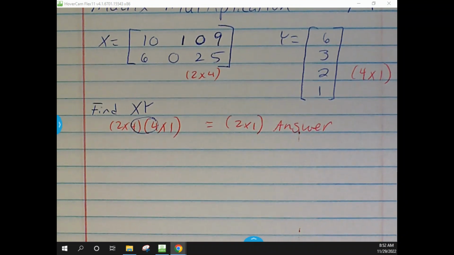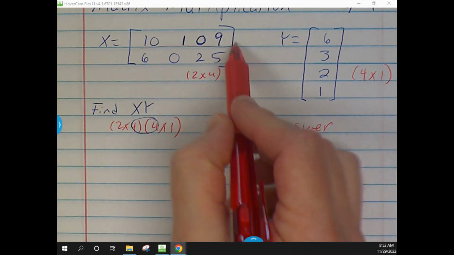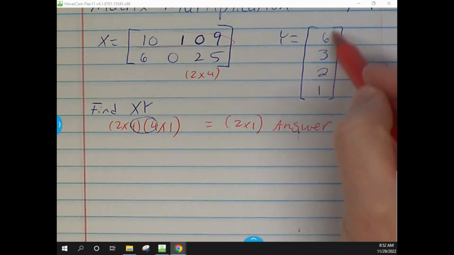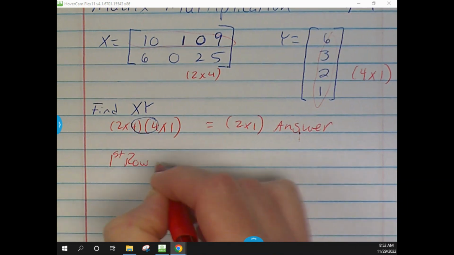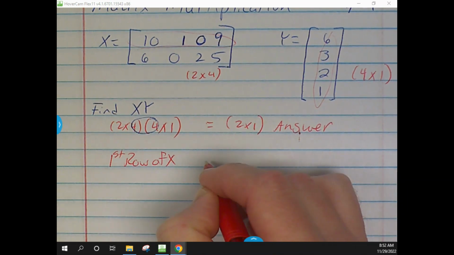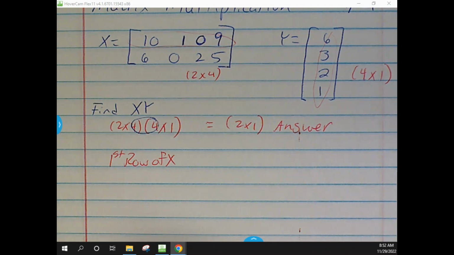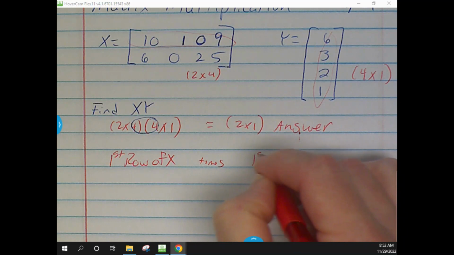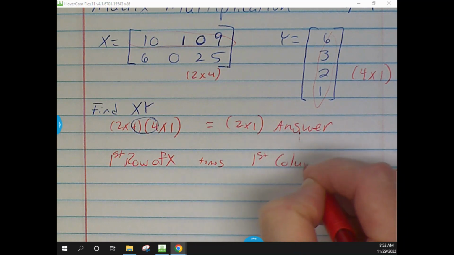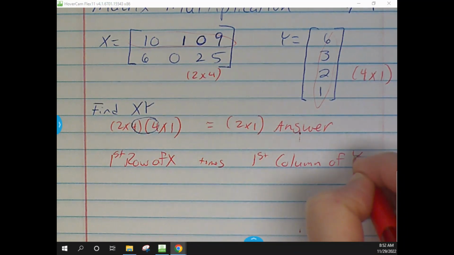All right, and then flashing back to yesterday, the big thing is you've got to remember that whenever you're doing this stuff, it's always the row by the column. So it's the first row of X times the first column of Y.